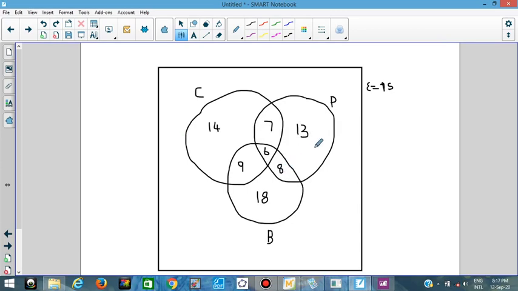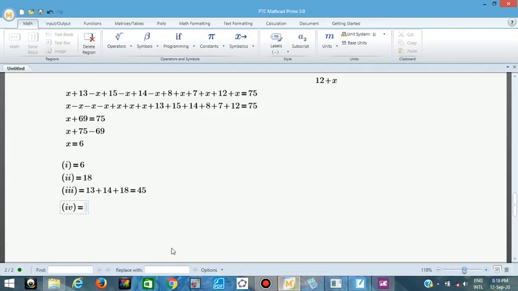8 did physics and biology. You can see them. 7 did chemistry and biology. We are talking about 2 subjects only. Then 9 did chemistry and physics. So those that did 2 subjects, see them here. They didn't say 3. If they said 3 subjects, that is 6. Those that did only 2 subjects, that is 7, 8, and 9. You can see them from your Venn diagram. So you just add them: 7 plus 8 plus 9.